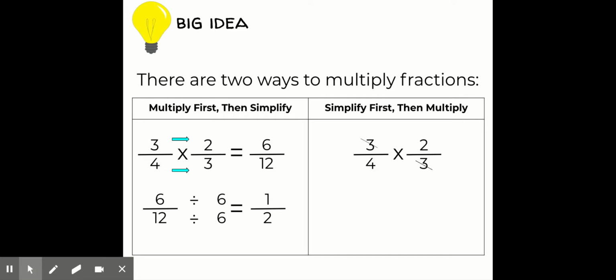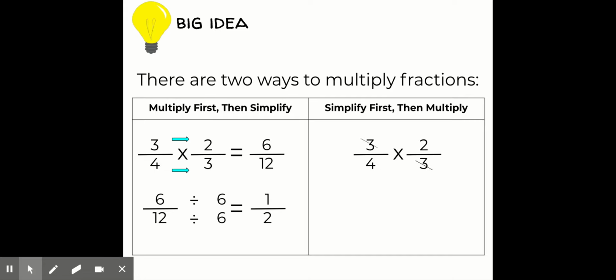Now, just to try this out, I'm going to switch my color here and try simplifying first to see if I get the same answer. So 6 and 4 can be simplified. 6 divided by 2 is 3, and 4 divided by 2 is 2. Now I can multiply across because 7 and 3 can't be simplified. 3 times 3 is 9. 7 times 2 is 14. So I did get the same answer.